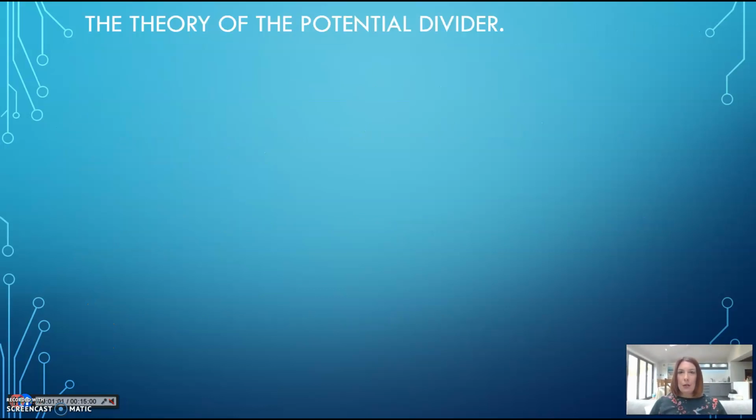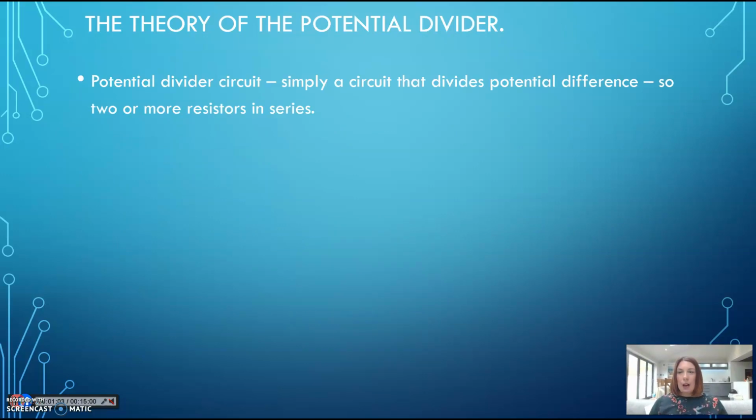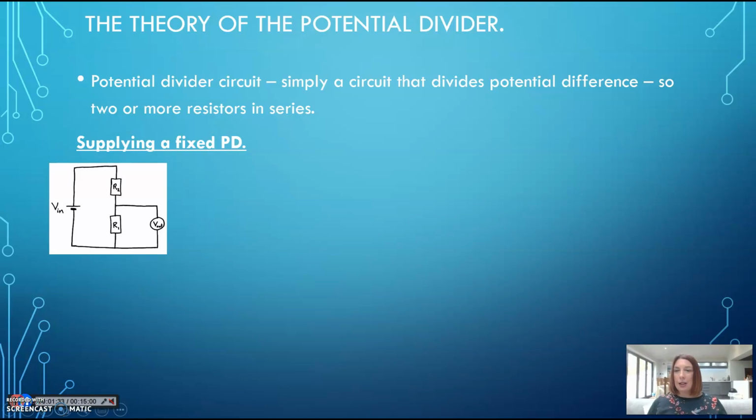So let's look at the theory of the potential divider. A potential divider sounds really difficult, and over the years my students have got confused with them. It's just literally a circuit that divides your voltage or your potential difference. So all you need is two or more resistors in series. So it's literally just a series circuit with two or more resistors in it, because those resistors will share the potential or the voltage. Now, if you want a potential divider circuit that supplies a fixed potential difference, you need a circuit that looks like this.